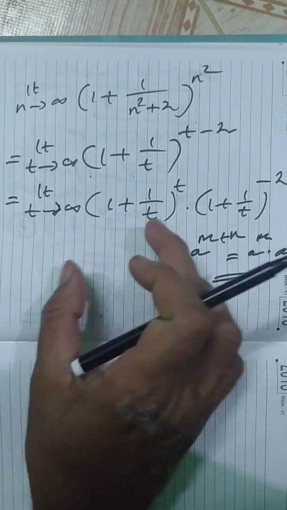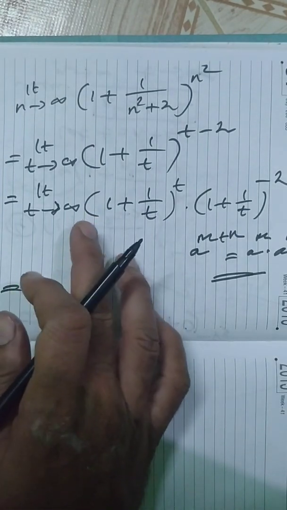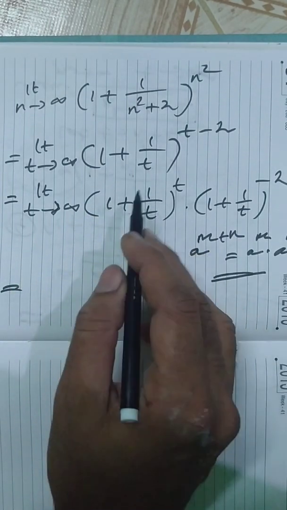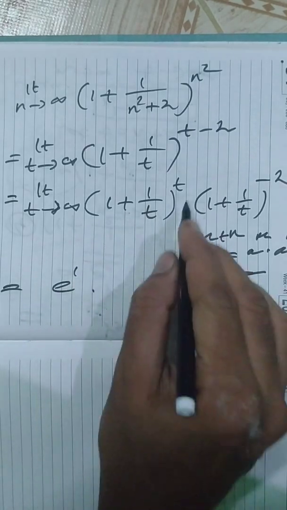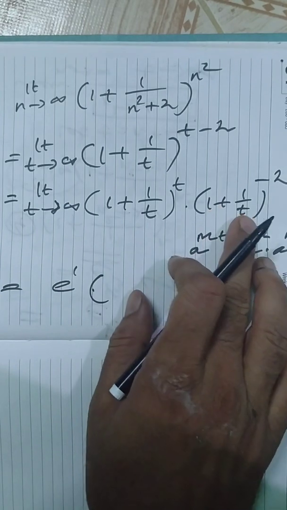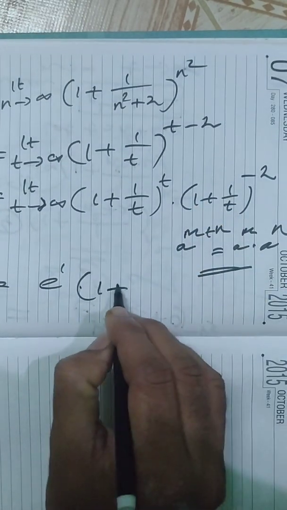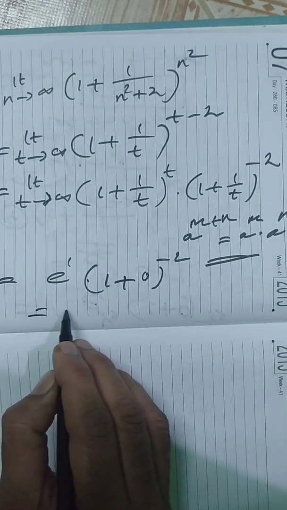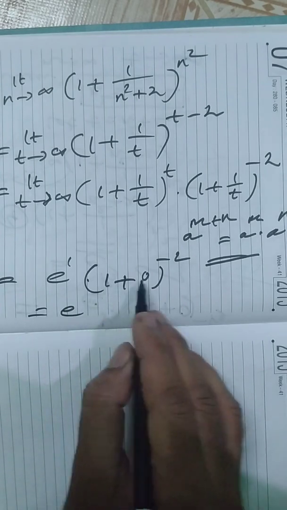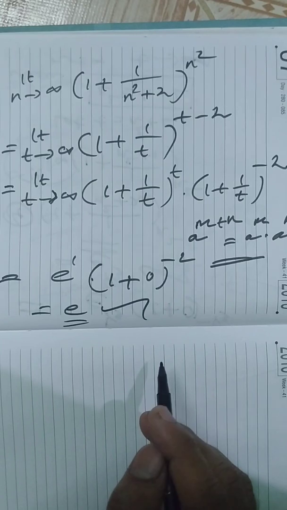Now applying the limit separately, the well-known result is exponential e power 1. What about here? T tends to infinity, this term becomes 0, power minus 2. So e into 1 plus 0, which is 1. So this is our final solution of the fourth problem.